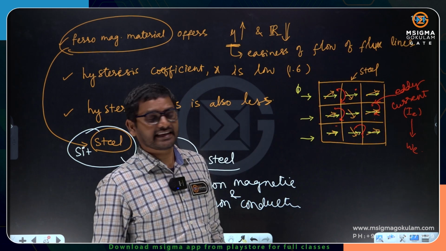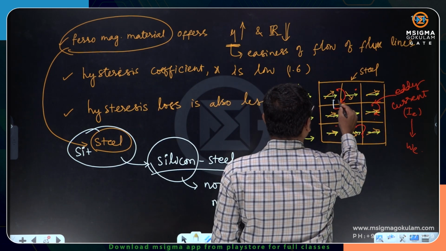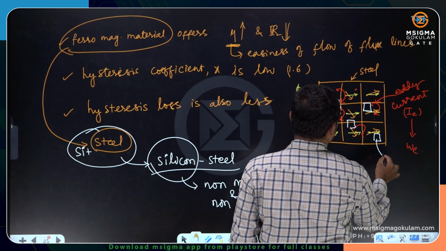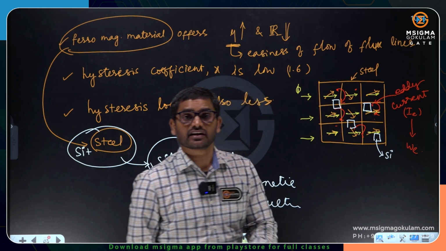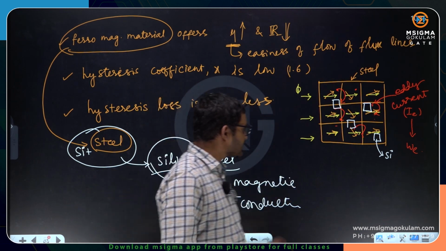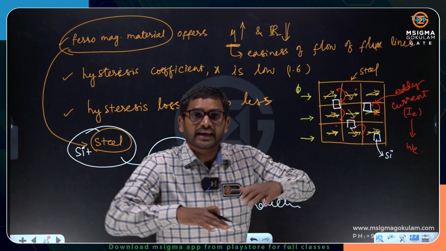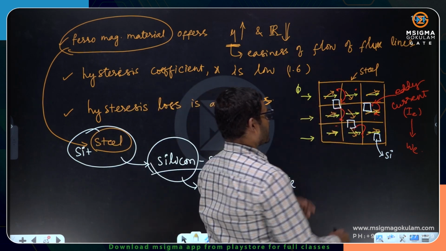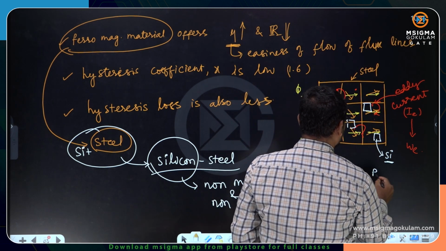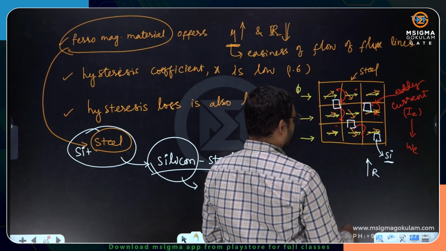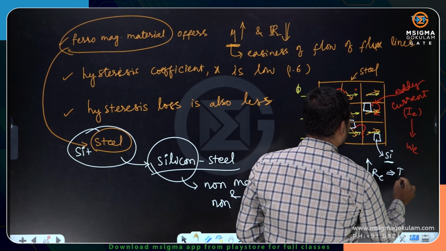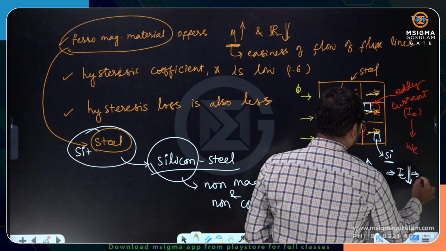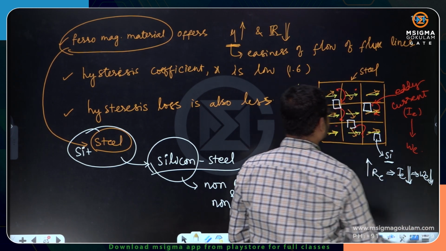In order to minimize the eddy current losses, we add silicon grains here. This is the silicon. Silicon is a non-magnetic, non-conducting medium. When you add silicon to the core, it leads to an increase in resistance. Because of the presence of silicon in the core material, the addition of silicon increases the resistance. If the core resistance increases, the strength of the eddy current decreases. If the strength of the eddy current decreases, then the eddy current loss also decreases.